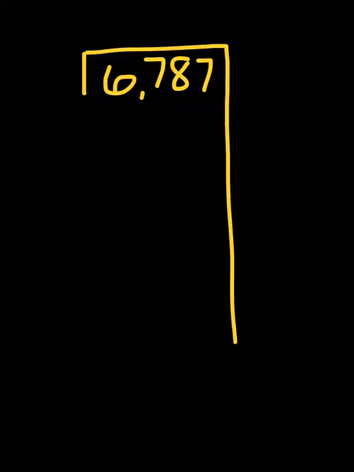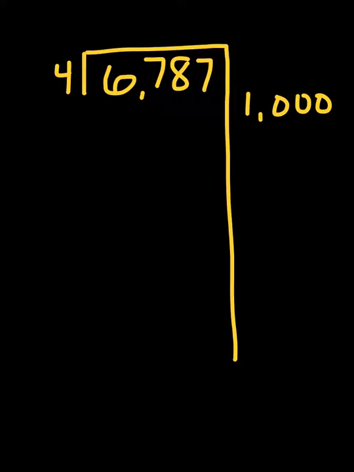So, number 2, I have 6,787 divided by 4. Okay, so the first thing I'm going to do is try to figure out something that can get me from 4 sort of close to 6,000. And honestly, since this is such a big number, I'm going to start with something very simple and easy for me. I think I'm going to start with 1,000.